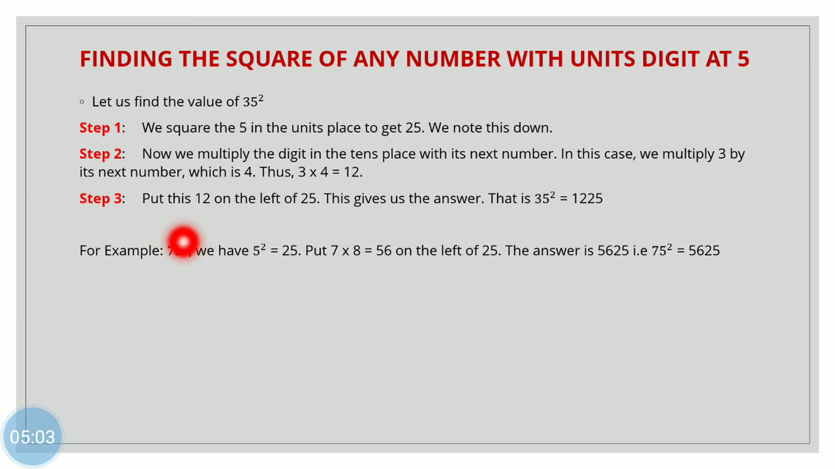For example, 75 squared. We have 5 squared equals 25. Multiply 7 by 8, which is equal to 56, and put it on the left of 25. The answer is 5625. That is 75 squared equals 5625.